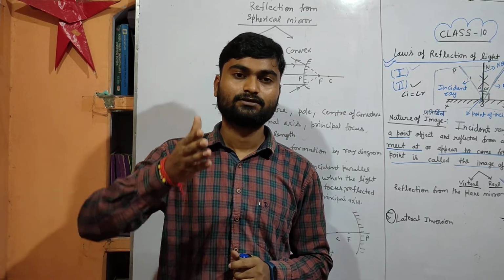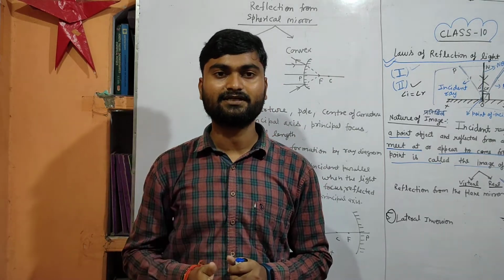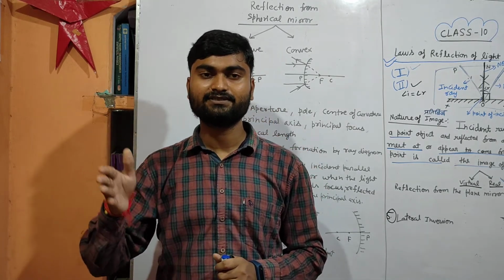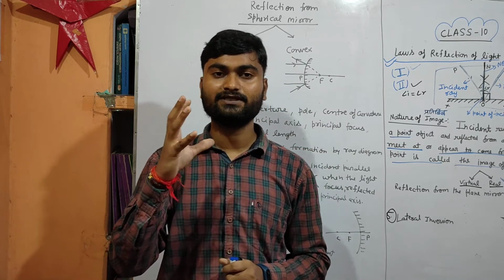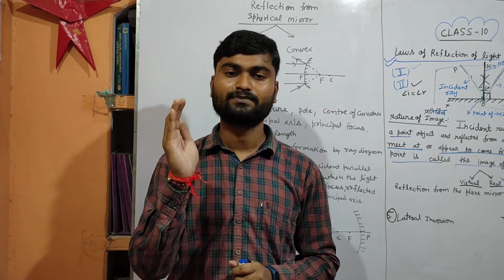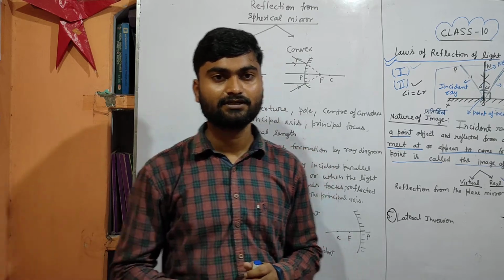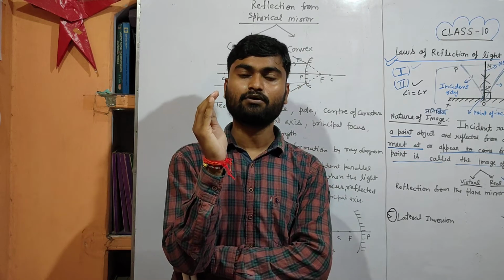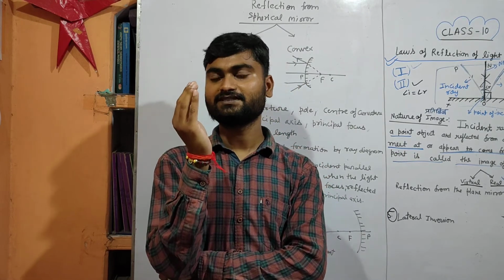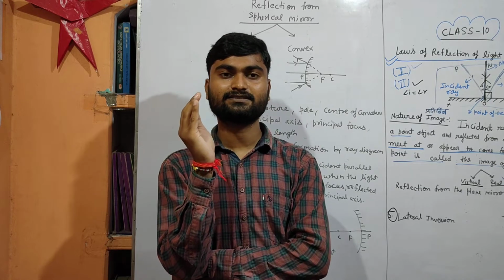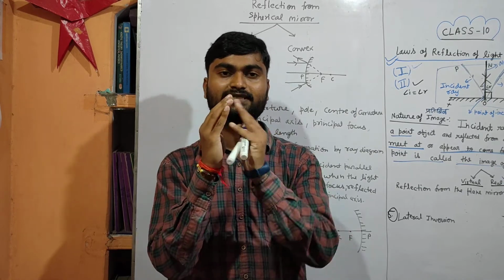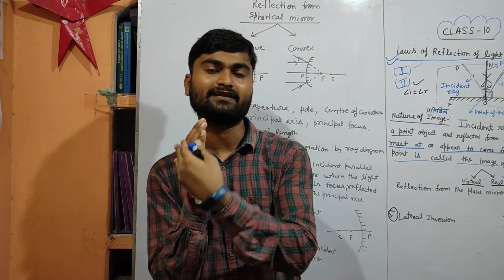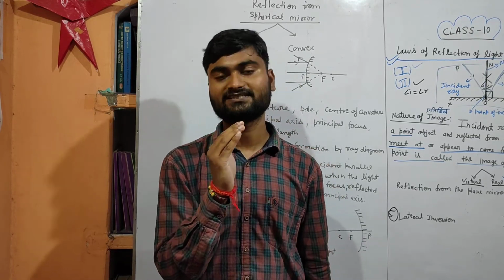We do not cut the sphere diametrically. We cut the sphere parallel to the diameter, but the portion we are left with is a curved surface. So the portion we are left with is called a curved surface, and this curved surface has two side surfaces. One is known as the concave surface and another is known as the convex surface.